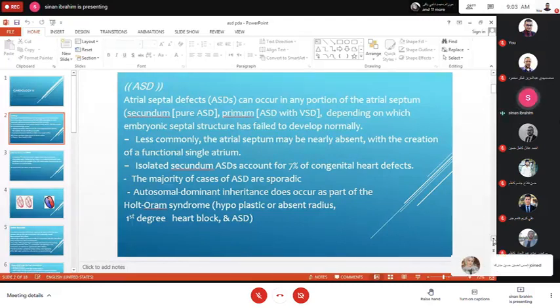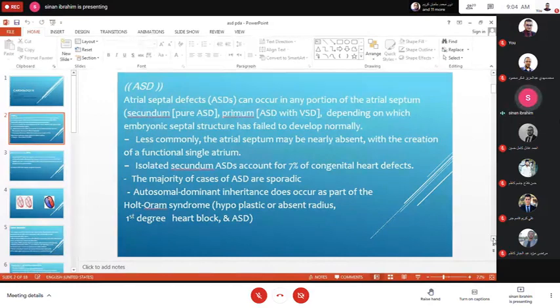Isolated secundum ASD accounts for about 7% of congenital heart disease. Remember the VSD we talked about, the percentage of it was 30% of congenital heart disease. The ASD constitutes about 7% of congenital heart disease. The majority of cases of ASD are sporadic. There is autosomal dominant inheritance occurring as a part of a syndrome called Holt-Oram syndrome.